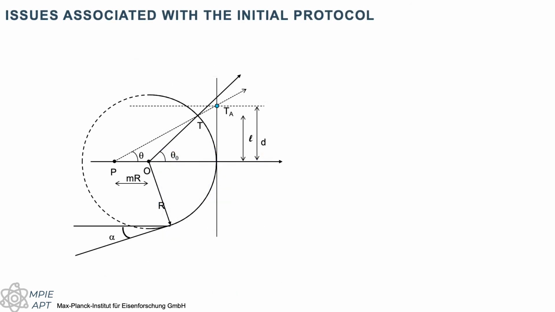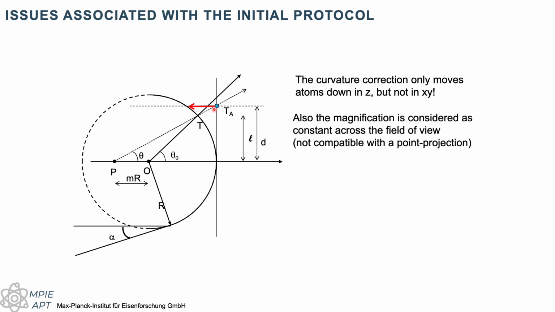These have limitations because the way it's being done right now in the Bas protocol is just to move the atoms down along Z and not in XY as well. So this is not really accurate, or it was not really accurate at the time. The magnification, we assume it to be constant all across the field of view, which is not really right. And in a point projection, it actually doesn't really work.